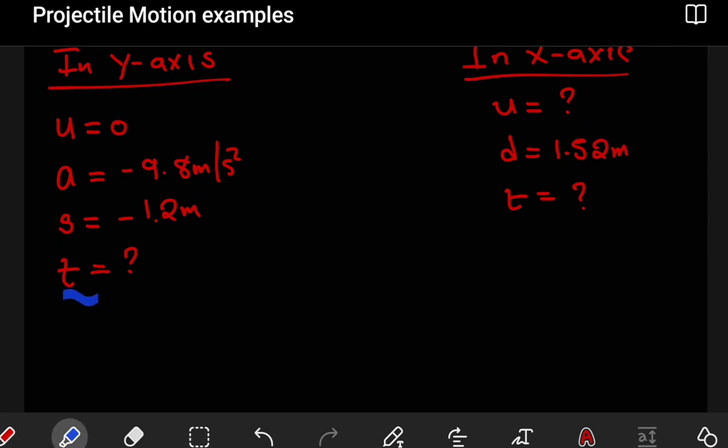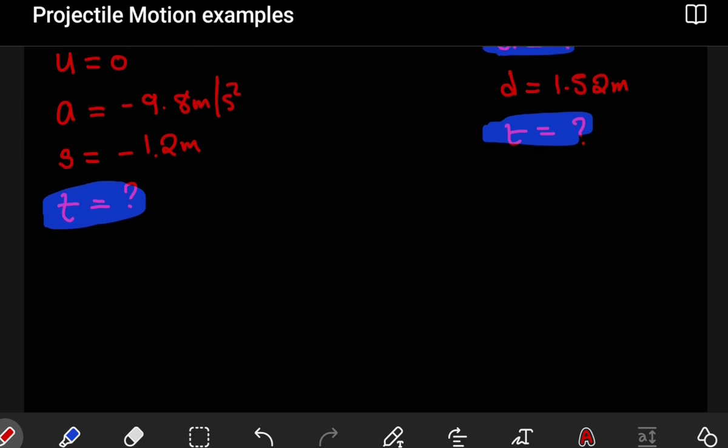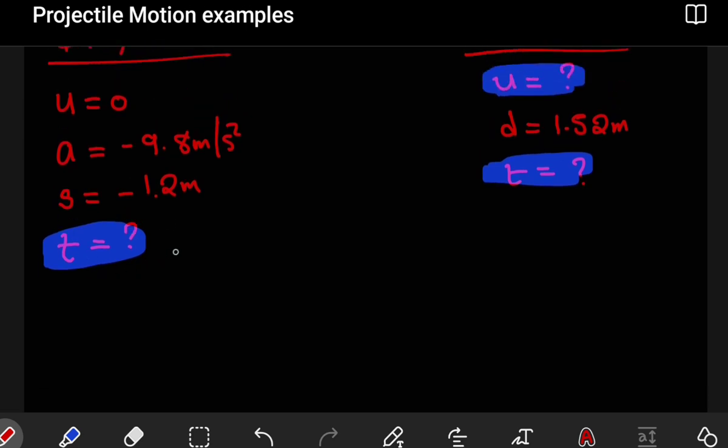Notice that here we have two unknowns, u and t. In some cases, especially when the initial velocity also applies in the y-axis, you'd have two unknowns, the initial velocity and time, and you'd have to solve simultaneous equations to get the answer. But here, because the initial velocity in the y-axis is 0, we can actually get the time from the y-axis.